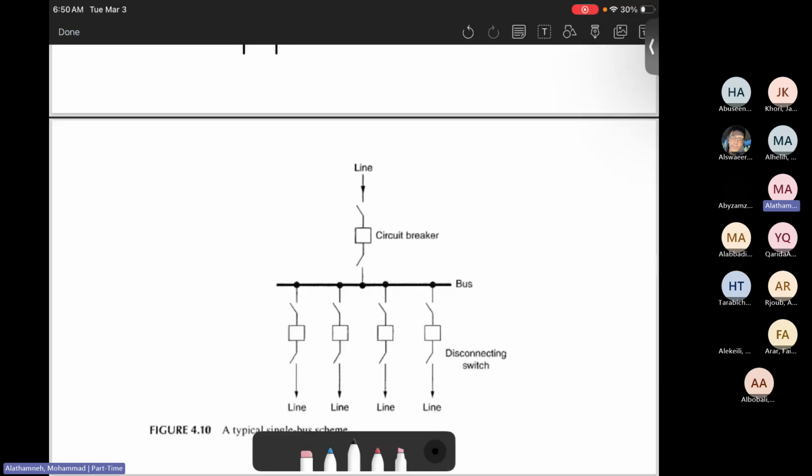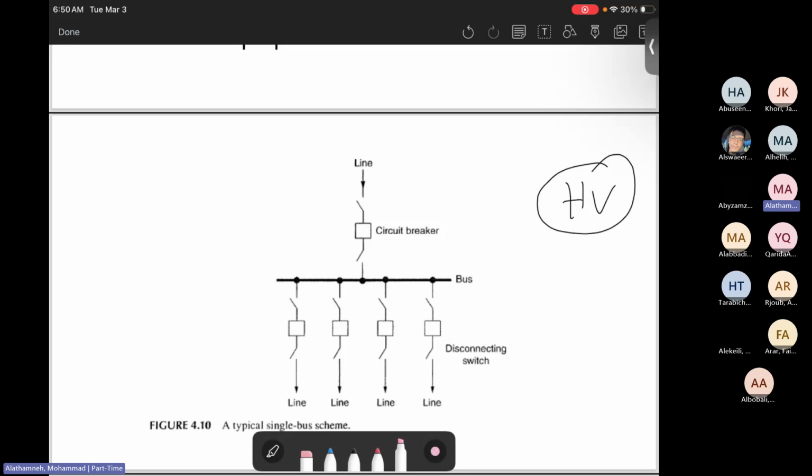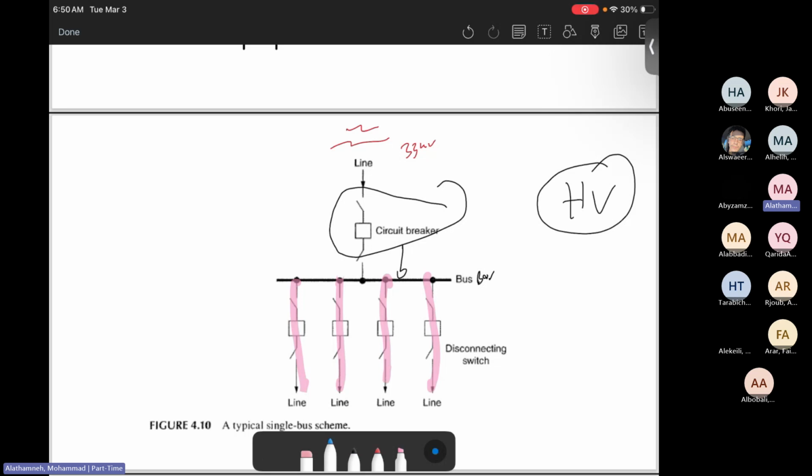Now, how about in high voltage? In high voltage, we have this simple scheme, which we call the single bus scheme. Here is the source, assume here is the transformer. Now it's 33 kilovolts. Then it goes through a main circuit breaker into the bus bar. This is the bus bar. Then from the bus bar, we have several lines, and each line goes to a different city. For example, this line is associated with the GJU, this line with Madaba, and this line with Queen Alia Airport. So each line goes to a separate place.